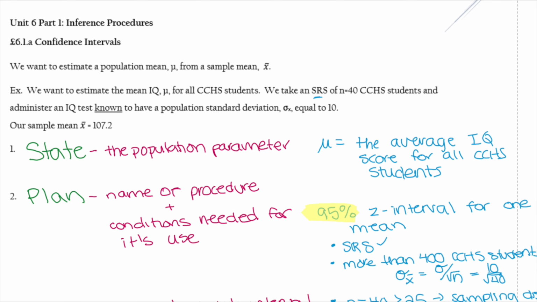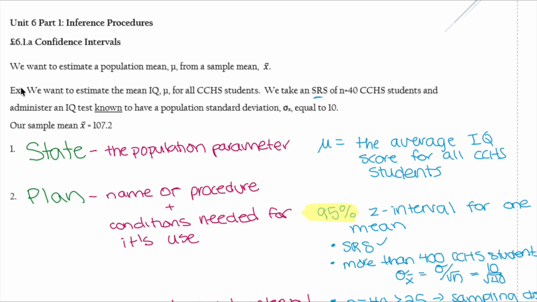Hey guys, welcome to this video, which will begin with new content, starting with Unit 6, Part 1, Inference Procedures. And we'll begin with this new point, confidence interval. Our main goal for this whole chapter, or at least at this point, is that we want to estimate a population mean, or mu, from a sample mean x bar.